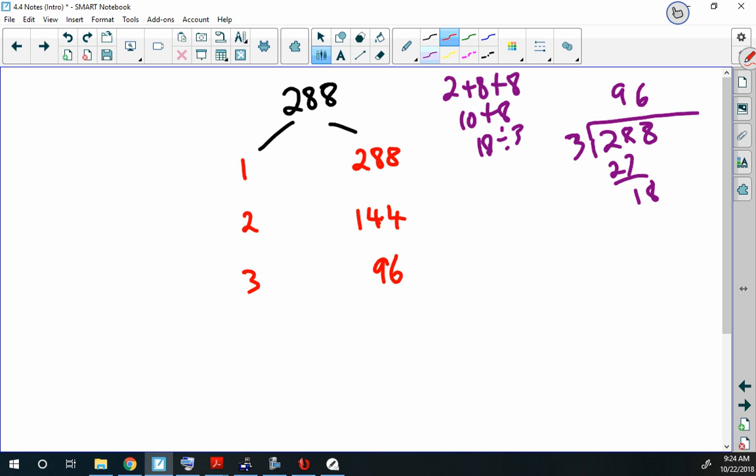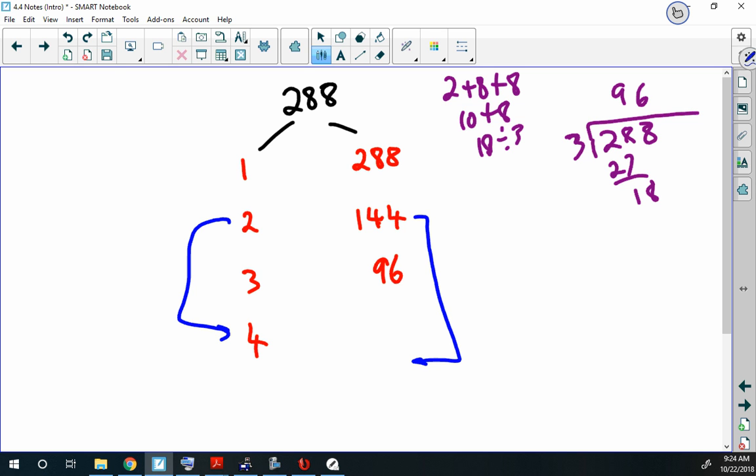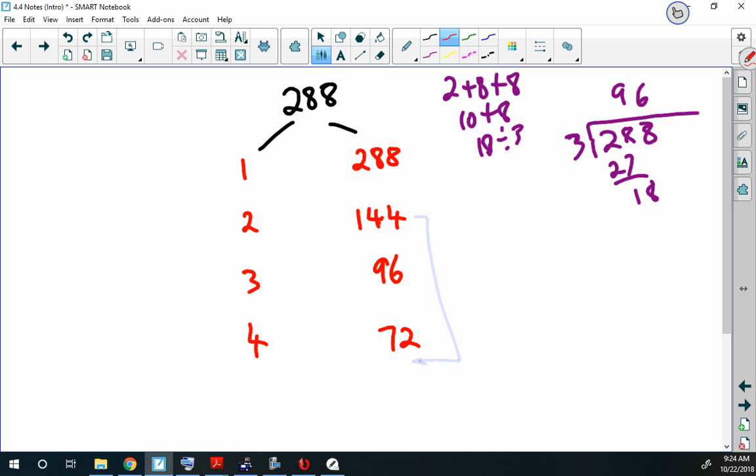Oh, man. Does 4 go into 288? Since 2 went in 144 times, 4 is going to go in half as many times as 144 is, right? So how's that going to be? 4 and 72. Do you see the way that works? Okay. What about 5? Does 5 work?